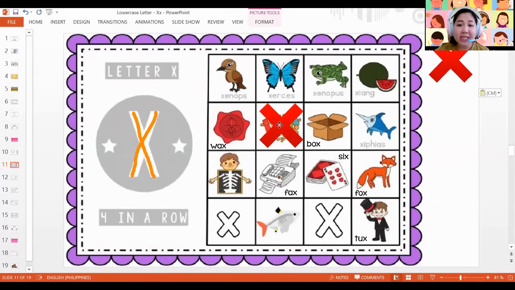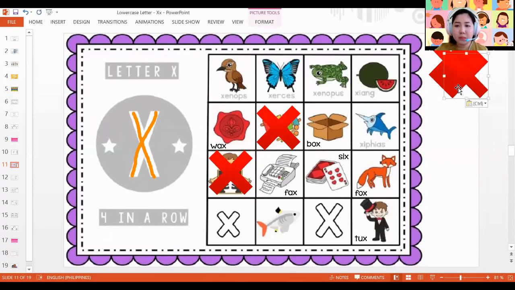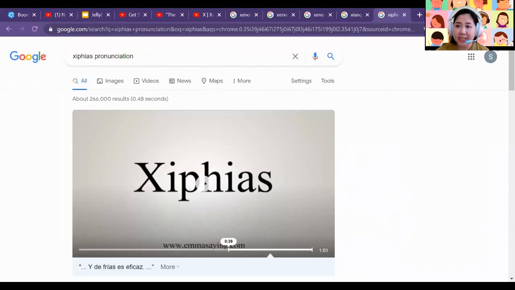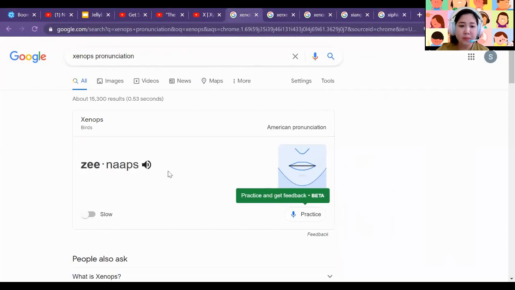We have X is for xylophone. Xylophone. Then we have X is for X-ray. Then X is for X-ray fish. Next one, let's have this bird. This brown bird has a special name that begins with the letter X. So let's listen to how you pronounce that word.